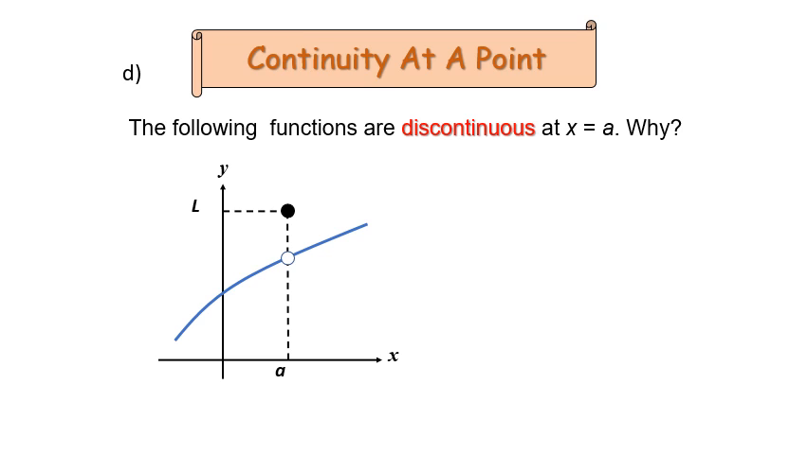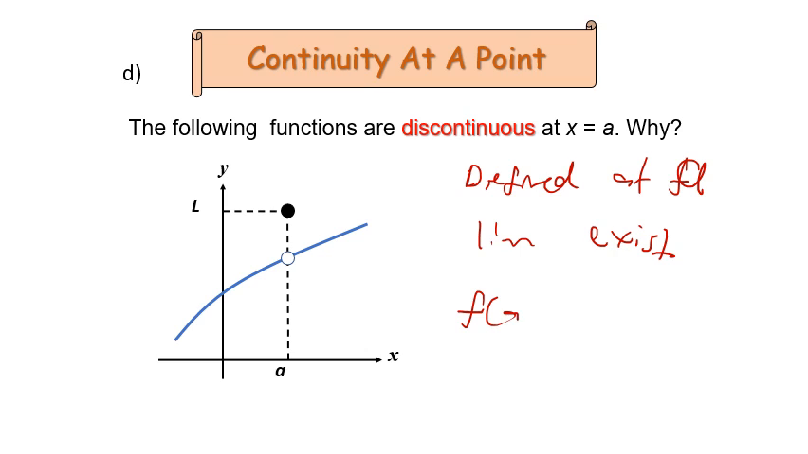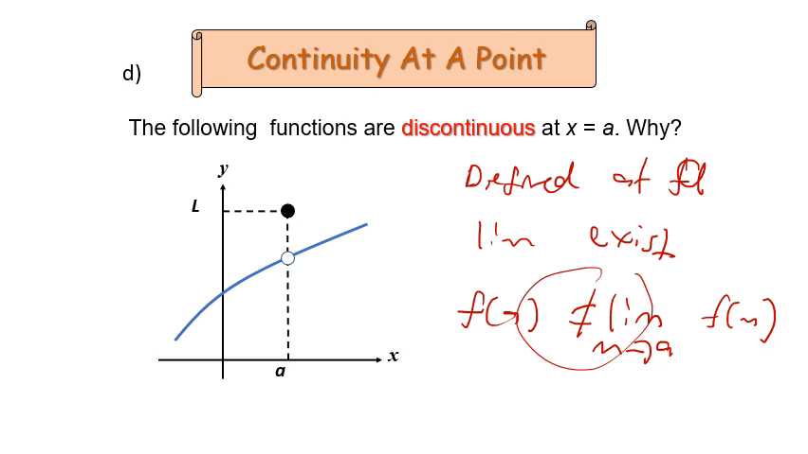And then here the function is defined at f(a), at a. The limit exists. However, f(a) and the limit have different values. So since they have different values, we consider this discontinuous.